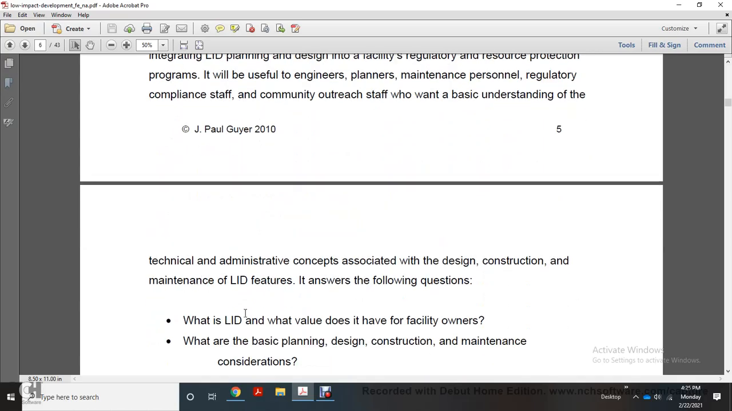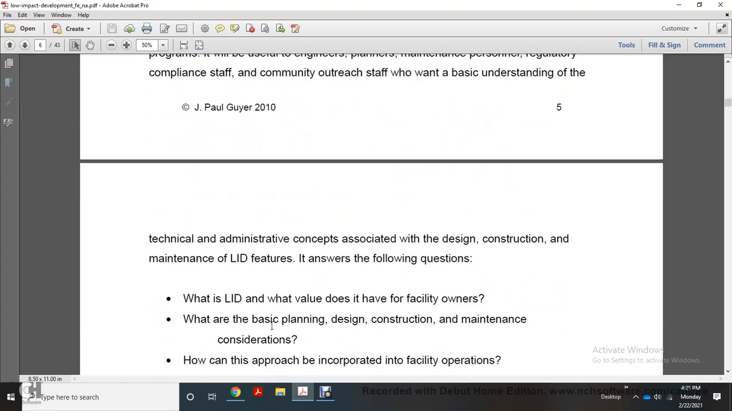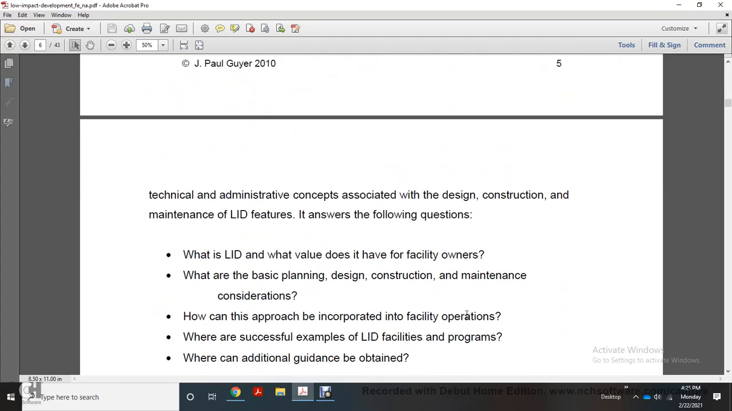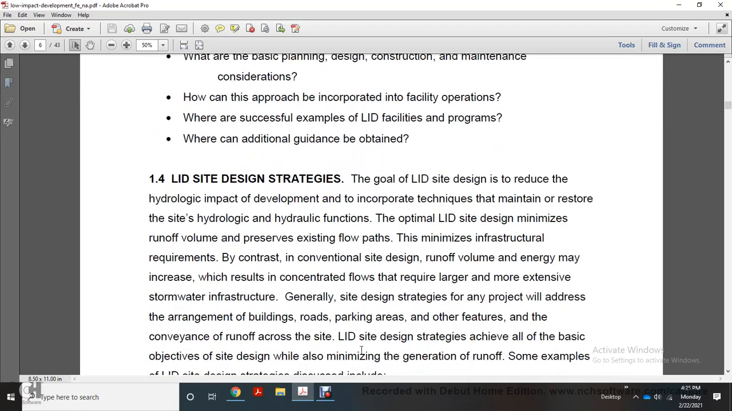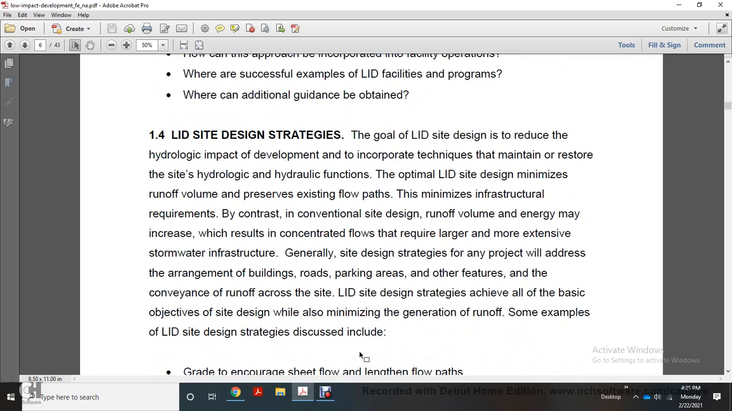It answers the following questions: What is low impact development? What values does it have for the facility owner? What are the basic design, construction, and maintenance considerations? How can the approach be incorporated into facility operations? What are successful examples of low impact development facilities and programs? Where can additional guidance be obtained? Low impact development site design strategies.